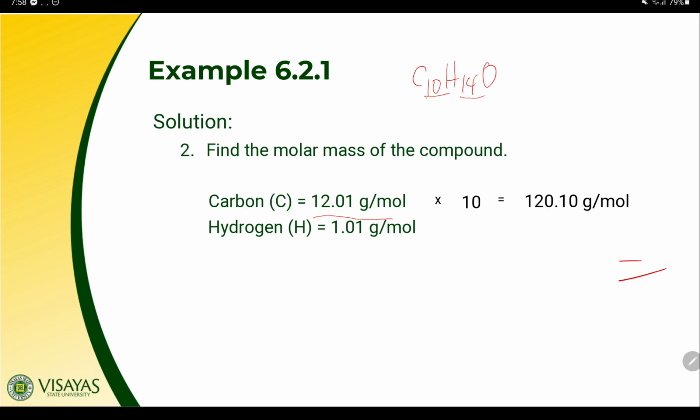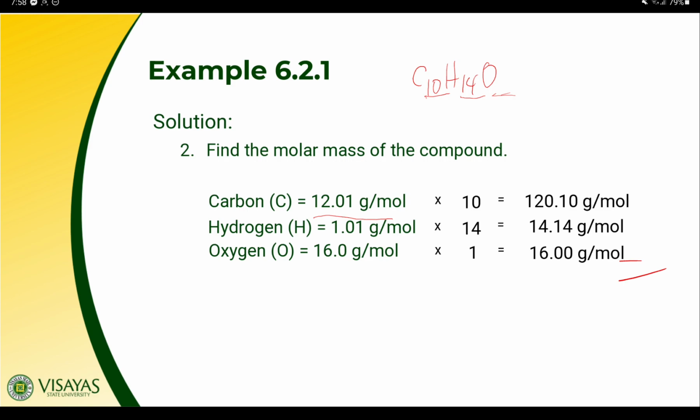For hydrogen, its atomic mass or molar mass is 1.01 grams per mole. Since we have 14 hydrogens in the compound, we multiply that by 14, and we get 14.14 grams per mole. For the oxygen atom, its molar mass is 16 grams per mole. Since you cannot see any number there, that means there's only one oxygen atom in that compound. So we multiply that by 1 and we still get 16 grams per mole. So these are the molar masses of each element in the compound. Now to get the molar mass of the compound, we add the three and we get 150.24 grams per mole.